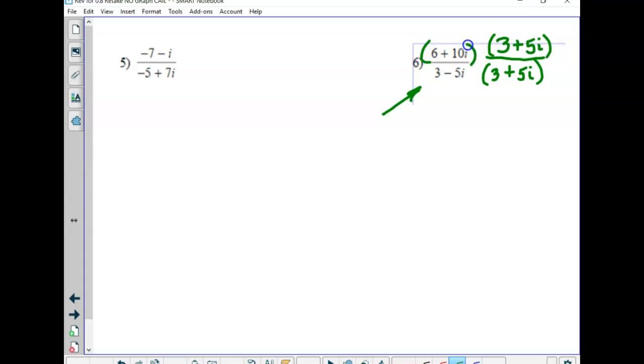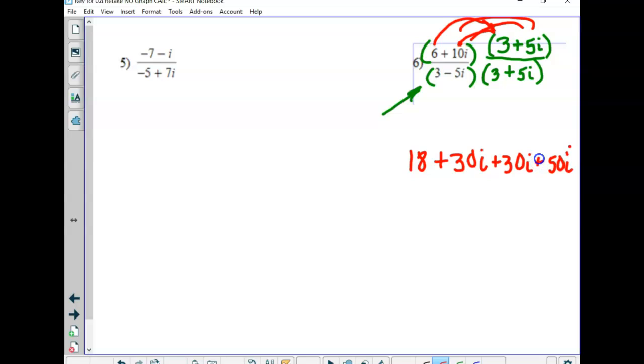Now, I'm really nervous about those of you who can't distribute without writing a little box. You're taking this 6 and you're distributing to both of these numbers back here. So 6 times 3 is 18, and 6 times 5i is 30i. And then you're taking this 10i and distributing to both of those things back there. So 10i times 3 is 30i, and 10i times 5i is a positive 50i squared, which will become what? Yes, 50 times -1 will be a -50.